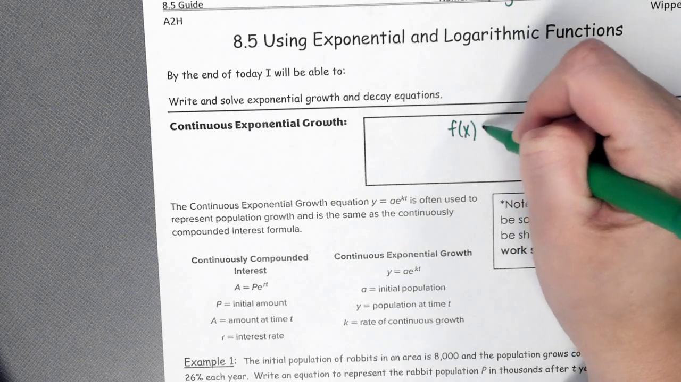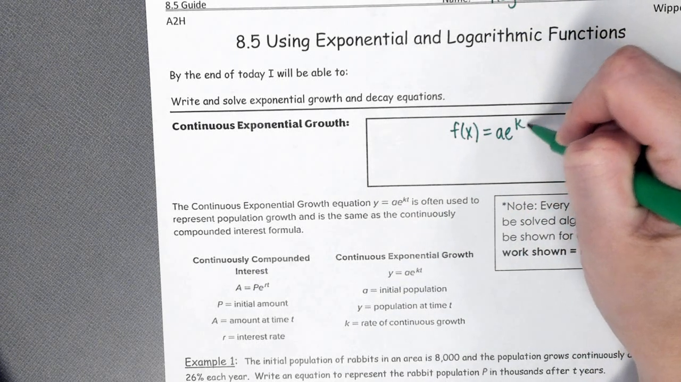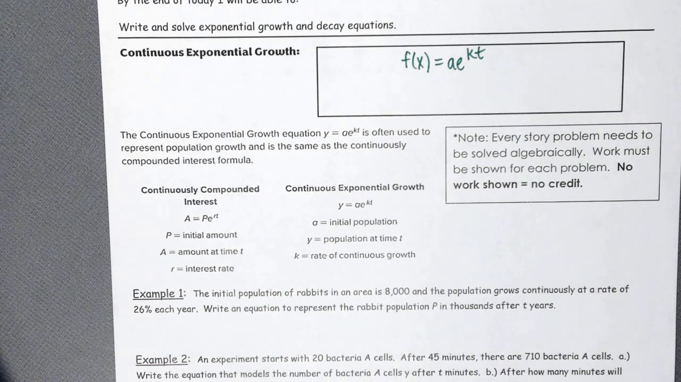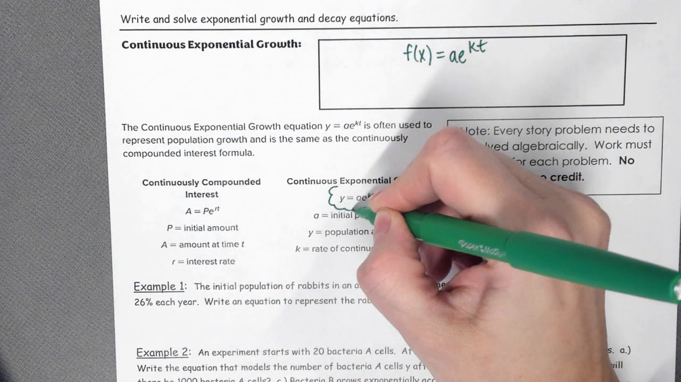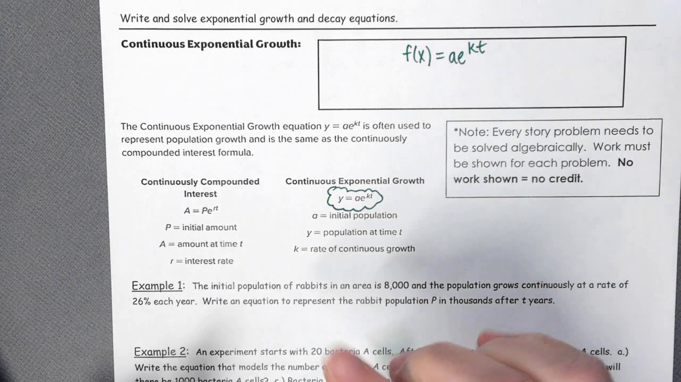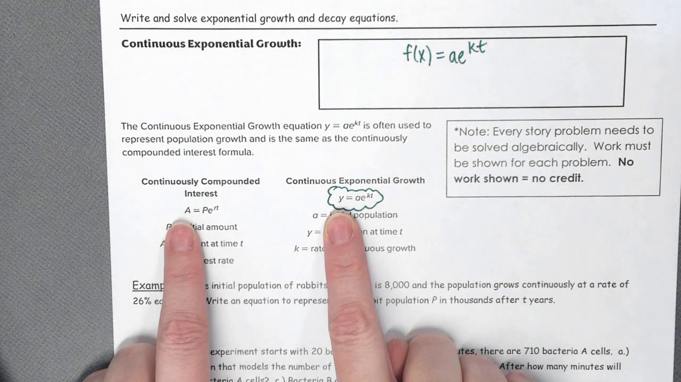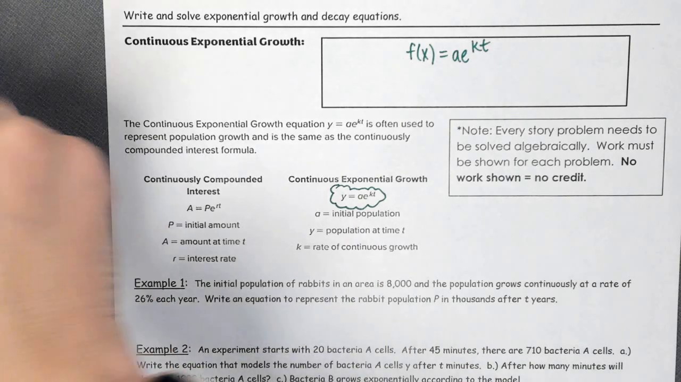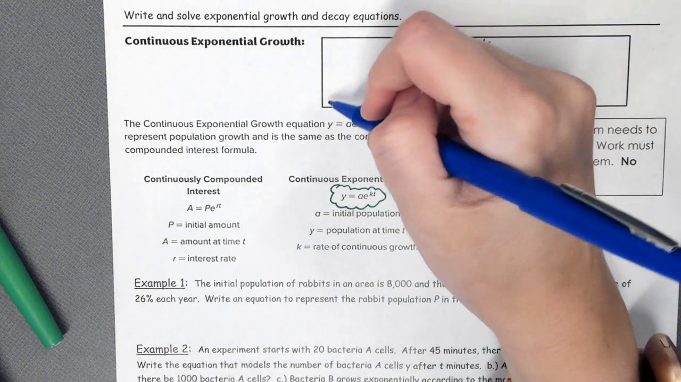Your functions are either going to have f of x equals or y equals, or sometimes they might give you another variable. But the continuous exponential growth is almost the same equation as your continuously compounded interest. It's just that the output is y or f of x. The principal is a. Remember that a is your initial value. Your t is time.